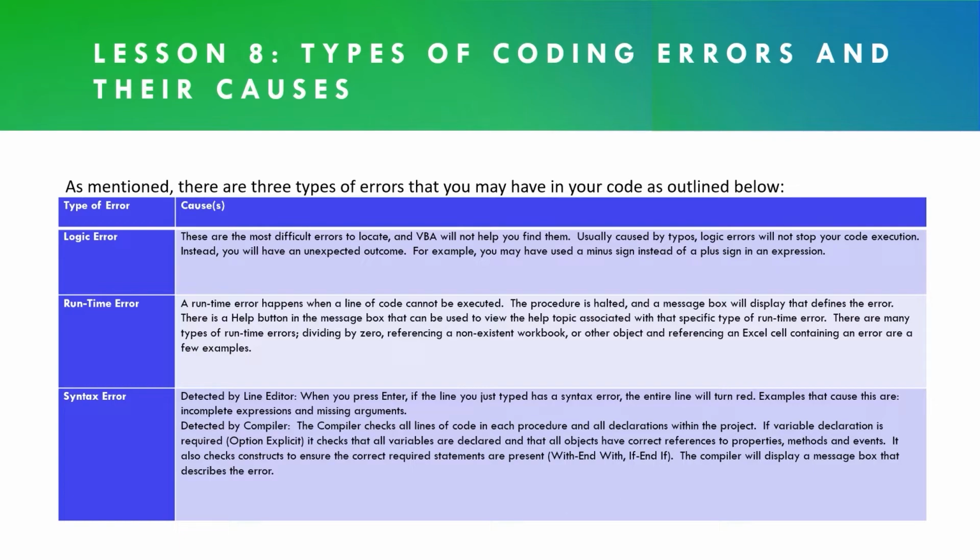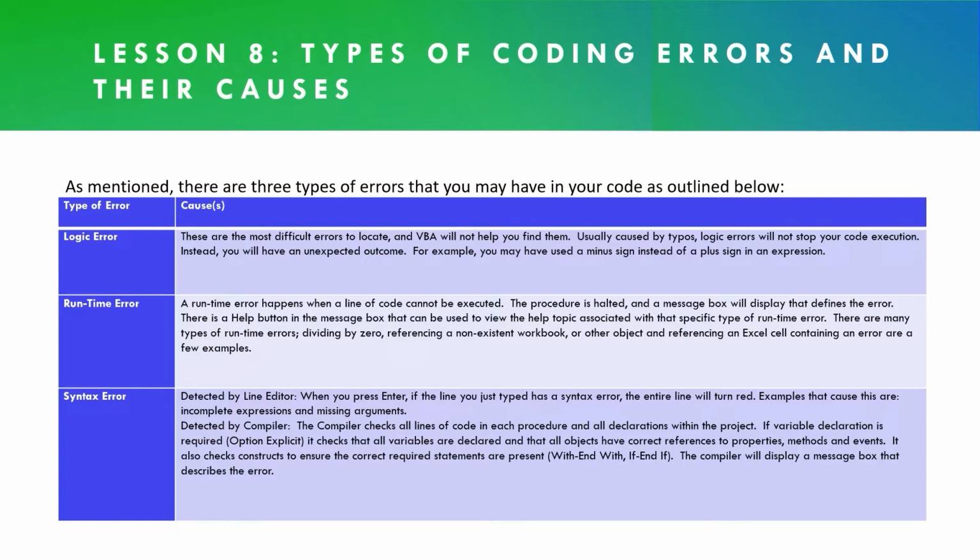Then you have syntax errors. Now these are detected in the editor. They're detected by 2 different things. They're detected by the line editor. So once you type a line of code and you press enter at the end, if there is a syntax error, the entire line will turn red. So you can have incomplete expressions, missing arguments, and those could create syntax errors.